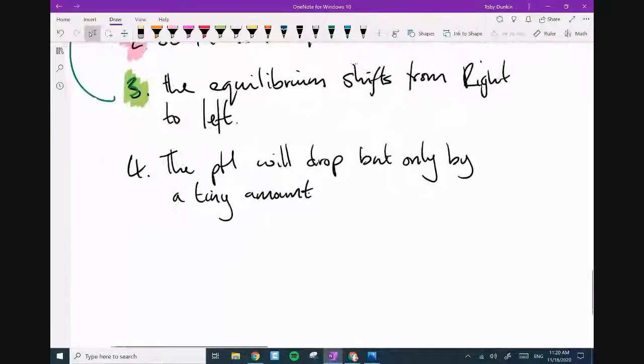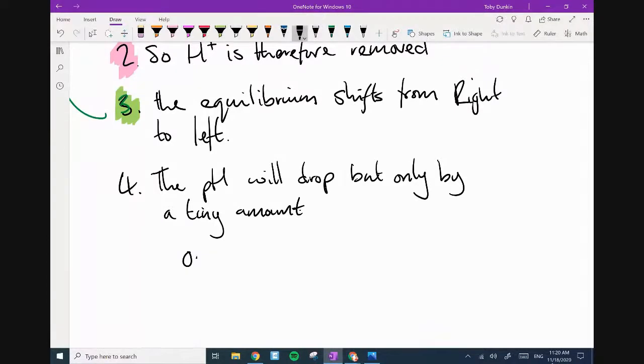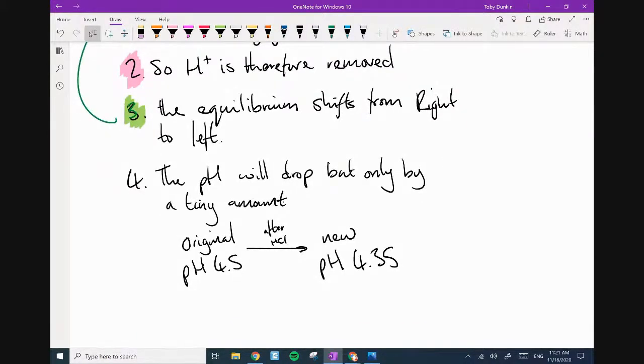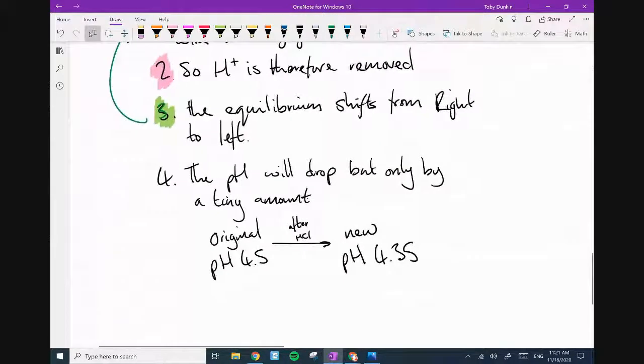The original was pH 4.5. It will drop after addition of HCl. I'm going to get a new pH of something like 4.35. It's going to drop by the tiniest of numbers, maybe even less, depending on the volume of buffer you've got and the amount of acid you're adding. Now, of course, it will break eventually. You can break it if you add enough.